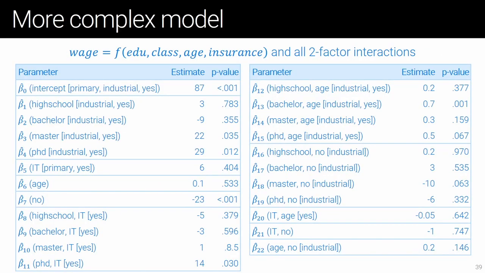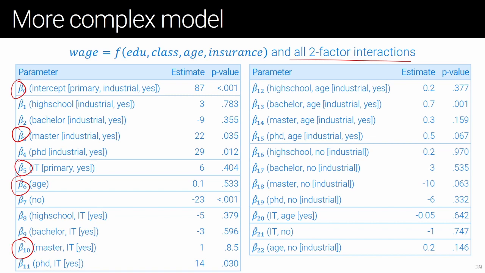And in this case, we are considering education, job class, age, insurance, and all the two-factor interactions. So what are the coefficients that are involved in this estimation for that profile we're looking for? Well, of course, we have the intercept over here. Then we have a deviation for master education. We have a deviation for IT. We have to consider the age of 30. Then we need to consider the interaction between master and IT.